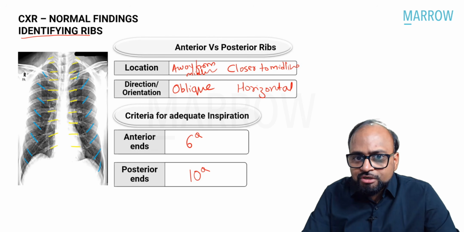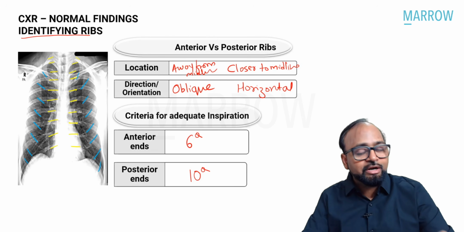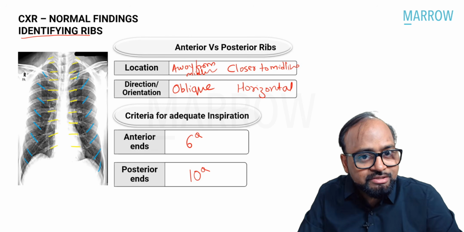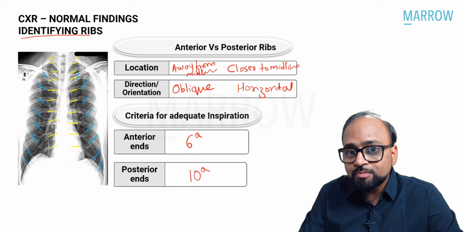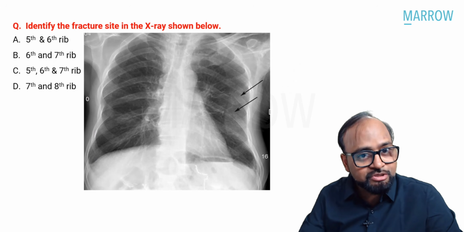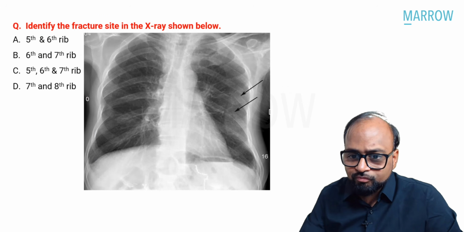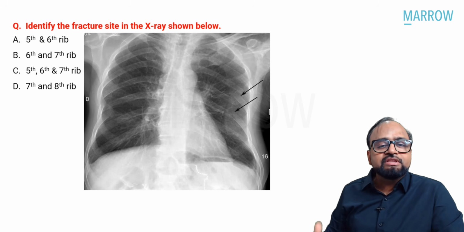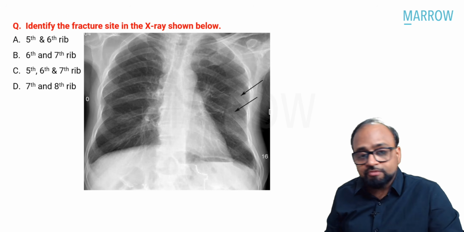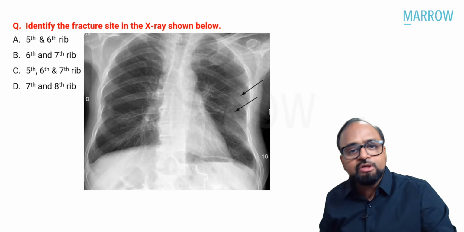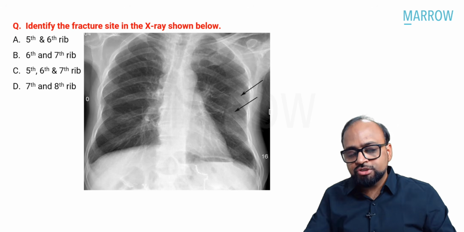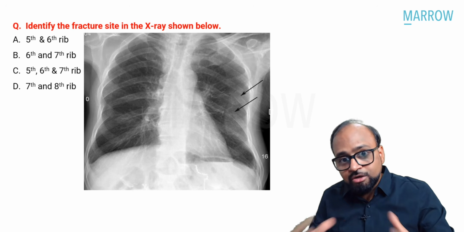So this was the question in your exam. They had put up an arrow and asked you what particular part of the rib it is. Well, the question which was asked previously in one of your INI-CET exams last year was this. So look here, identify the fracture site, right? It's more or less the same concept. You identify where the fracture is: is it the posterior end, the anterior end, what part of the rib it is.